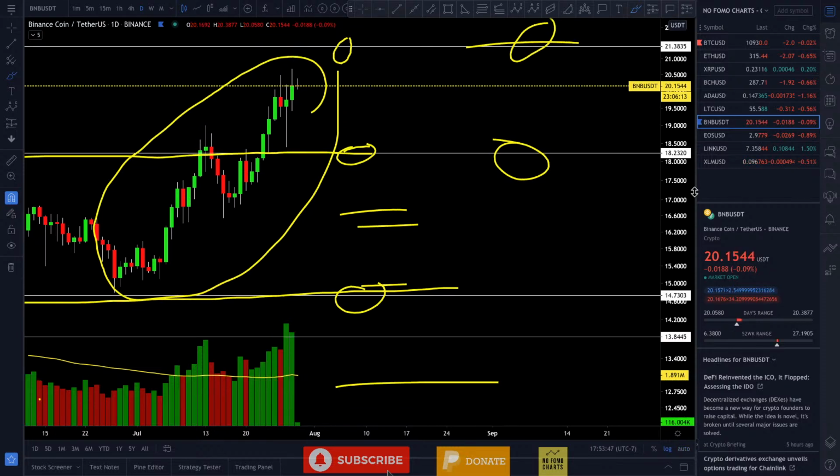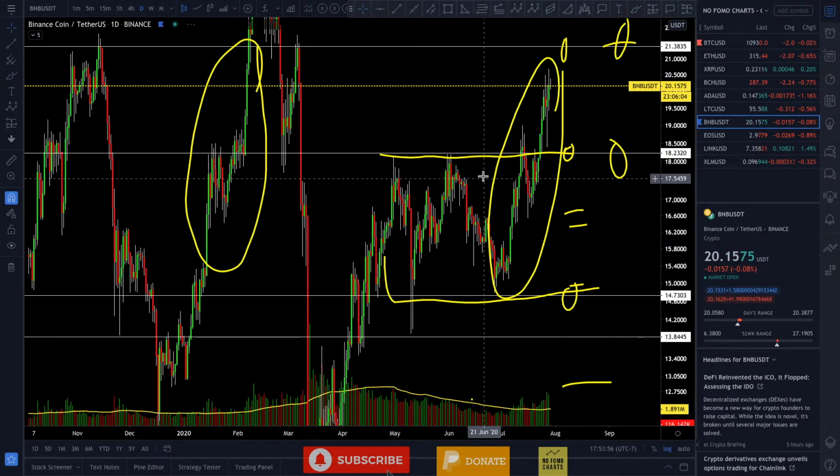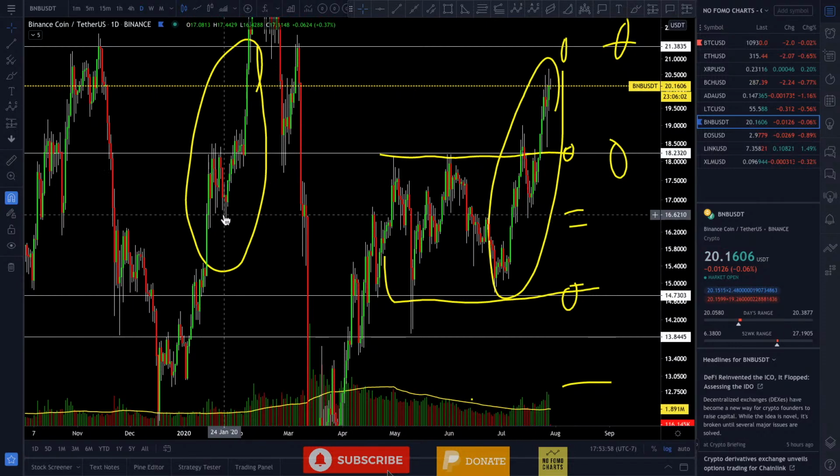Okay, wrapping up here, the last couple ones. Binance Coin, US Tether. All right, so why did I circle this? Basically looking at comparing this to this. Similar price action, not exactly the same, but it's similar enough in terms of higher high, higher low, higher high.